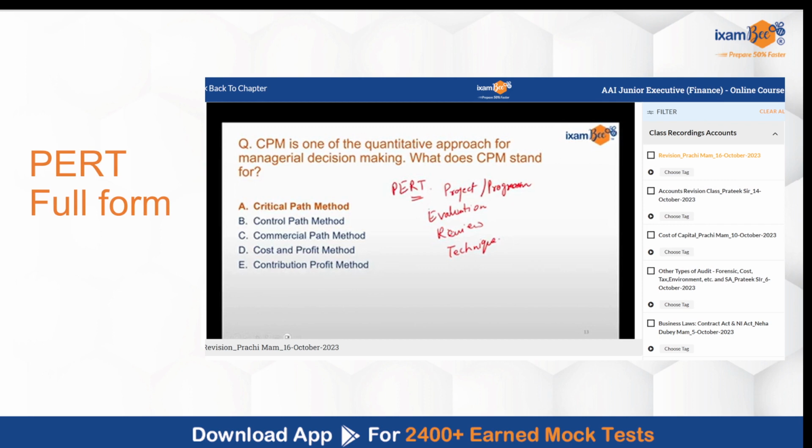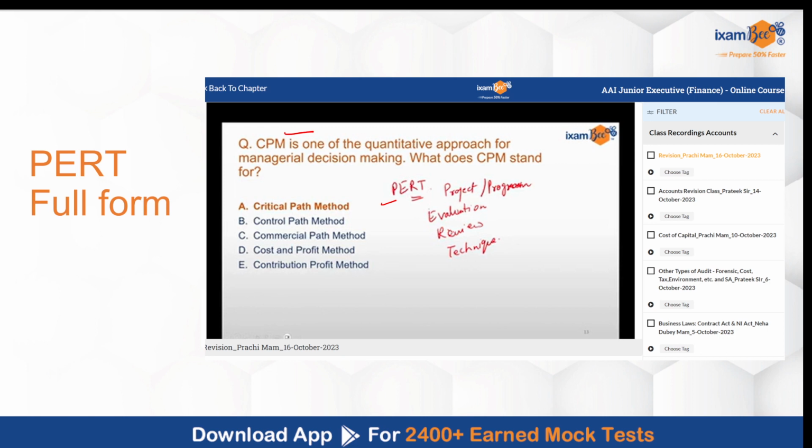Another last question that we are aware about was the full form of PERT. It was a very, very direct question. Again, something we had covered in our live classes, the revision classes that we took just before the exam for AAI Finance, where we had discussed the full form of both CPM, Critical Path Method, and PERT, Project Evaluation Review Technique.